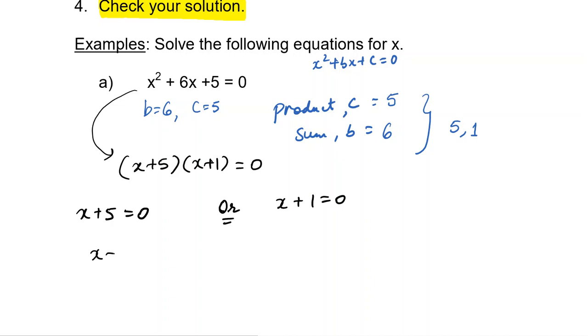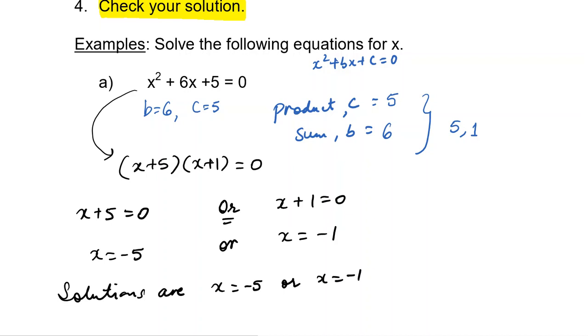It means either x equals negative 5 or x equals negative 1. Thus, the solutions are x equals negative 5 or x equals negative 1. And you can always check your solutions to see whether they work or not.